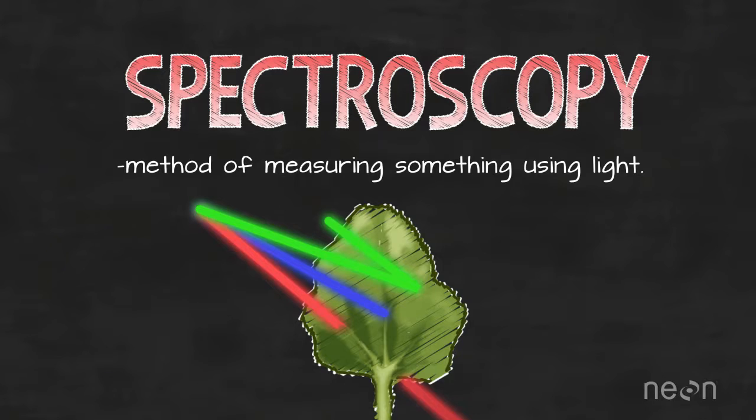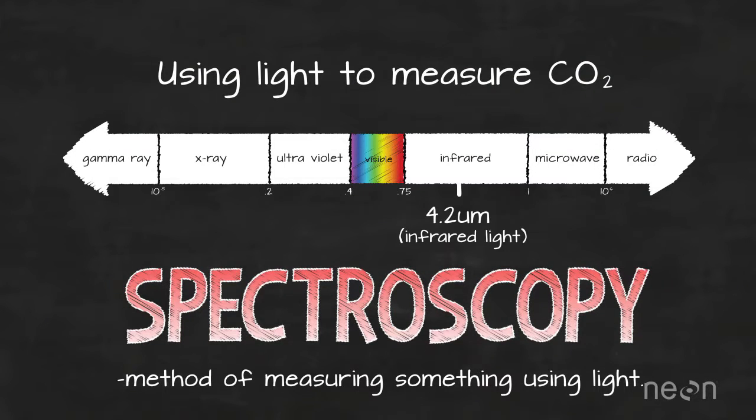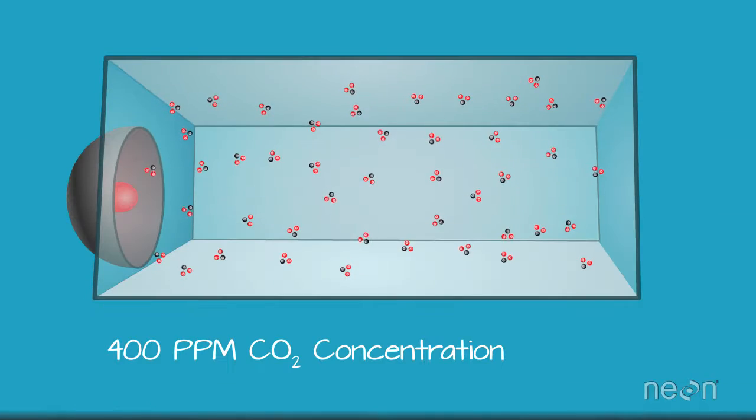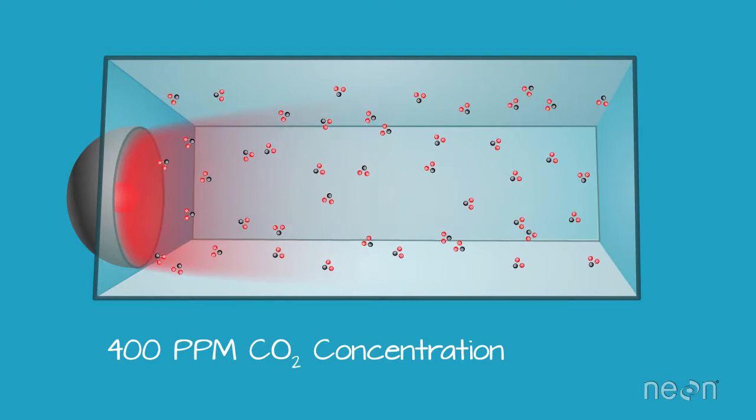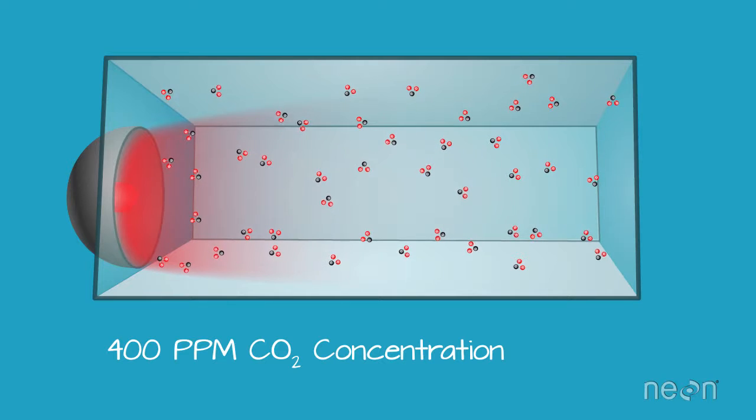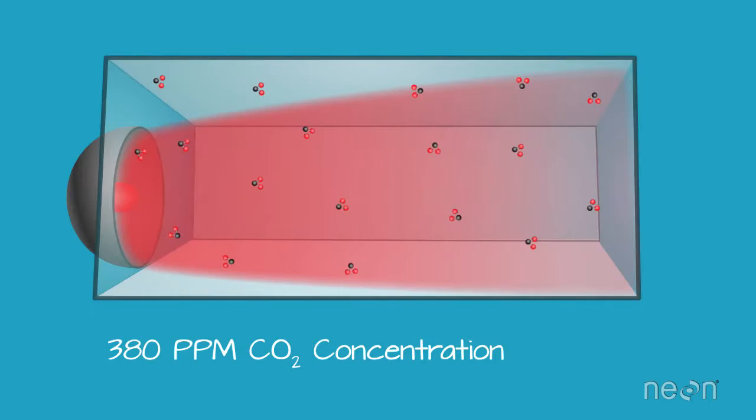Now, CO2 loves to absorb infrared light. So if we fill a chamber with a lot of CO2 and we shine infrared light into the chamber, a lot of that light will get absorbed. Now, on the other hand, if the chamber doesn't have a lot of CO2 in it, only a small amount of that light gets absorbed.